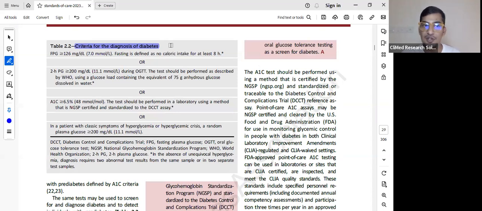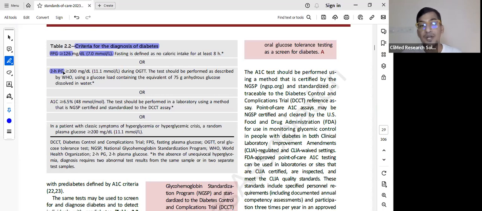We were discussing it yesterday also. First is FBG, fasting blood glucose. As I told you, according to guidelines, that should be less than 126 mg per dl or 7 mmol per liter. Fasting is defined as no calorie intake for at least 8 hours. So it is usually taken in the morning when the person has not taken anything for the past 8 hours, right?